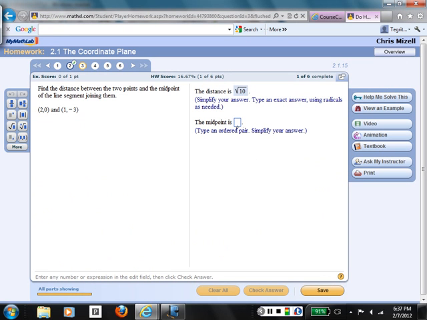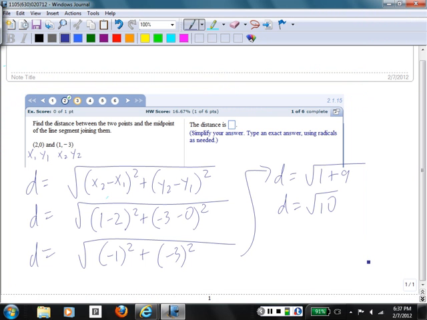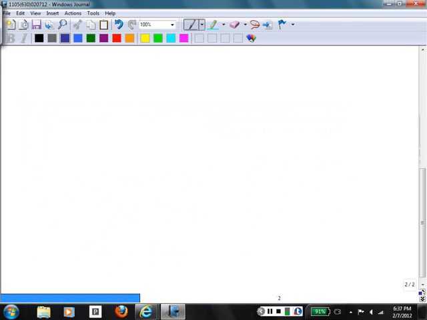No. The midpoint. Oh, the midpoint formula. You want to make sure that you know that one too. Midpoint formula. Didn't leave myself room for it. Midpoint formula: x sub 1 plus x sub 2 over 2, y sub 1 plus y sub 2 over 2.